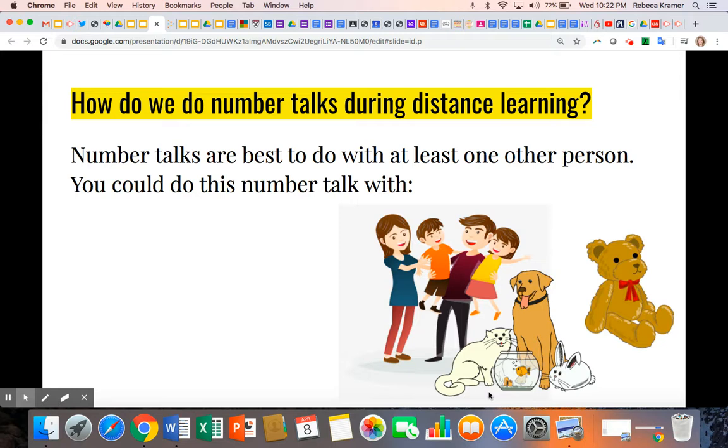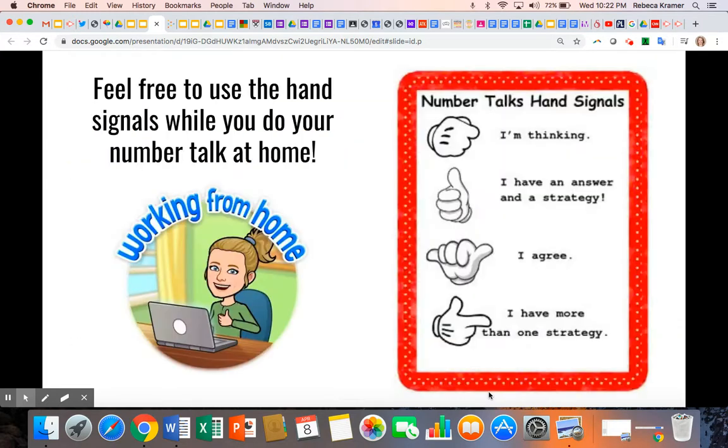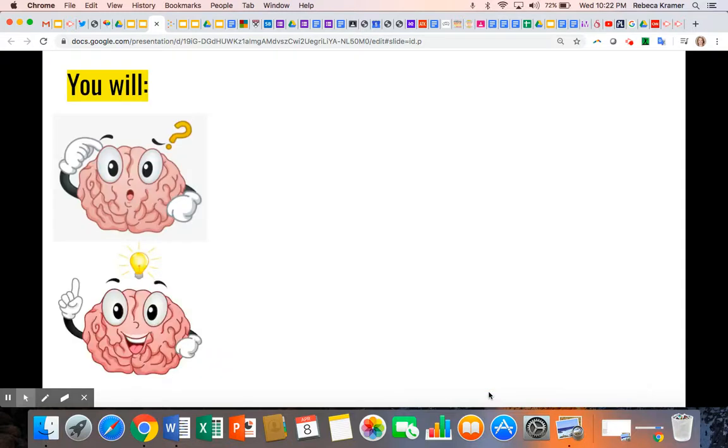Number talks are best to do with at least one other person, preferably with more. You could do your number talks with a parent, with a brother or sister, with your pet, with a stuffed animal, or all of the above. The more the merrier when it comes to a number talk. Feel free to use your hand signals that you've used in class while you work at your number talk at home. Here's a little reminder if you need it.